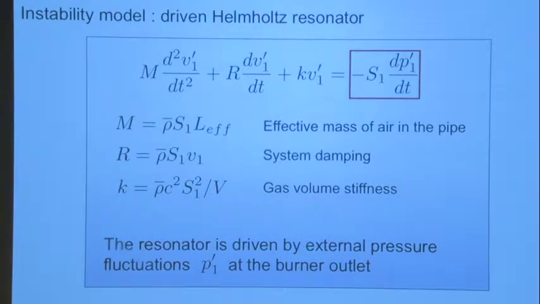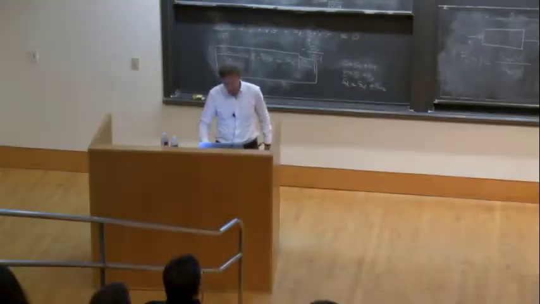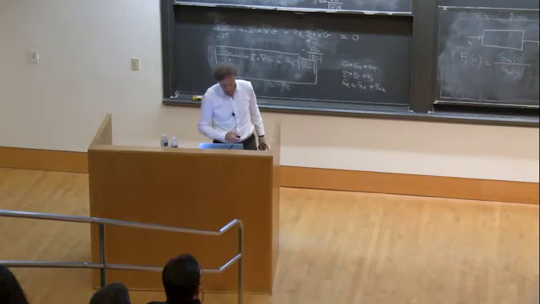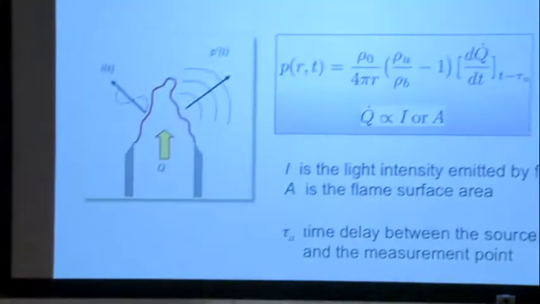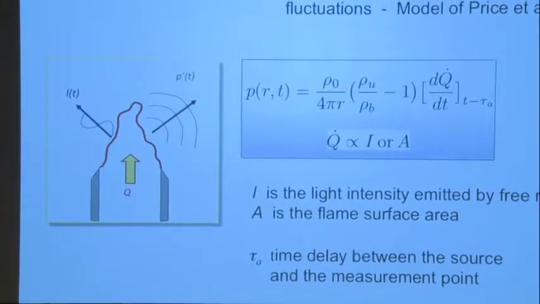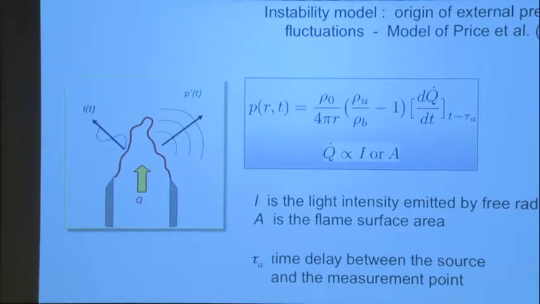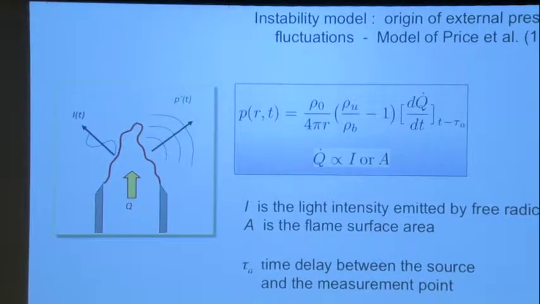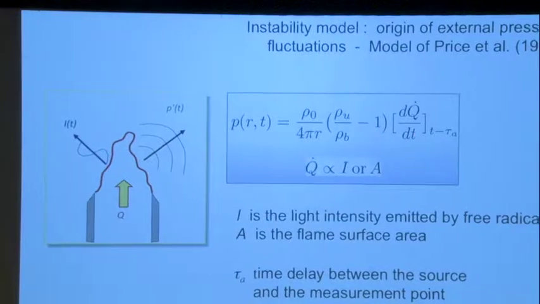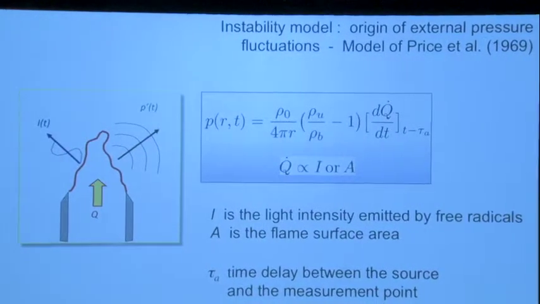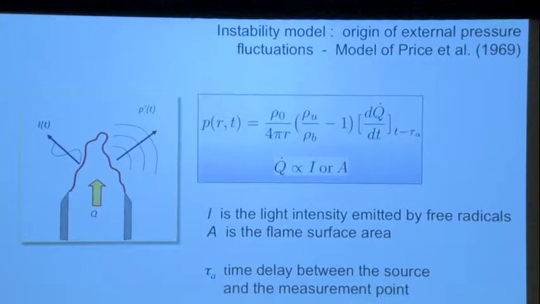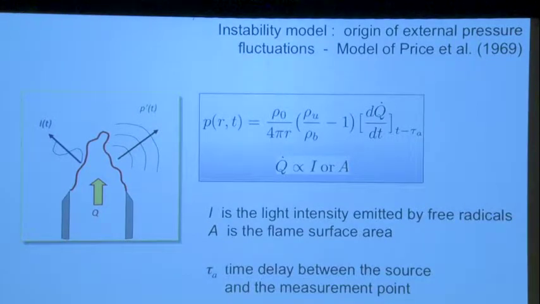Okay, so now it is important to model P prime one. And what is P prime one? Here we use what we know about combustion noise. We know that pressure due to heat release fluctuations can be written like that. This is the early work of Price. I've shown that in the previous lecture, with a certain delay. This is the acoustic delay.